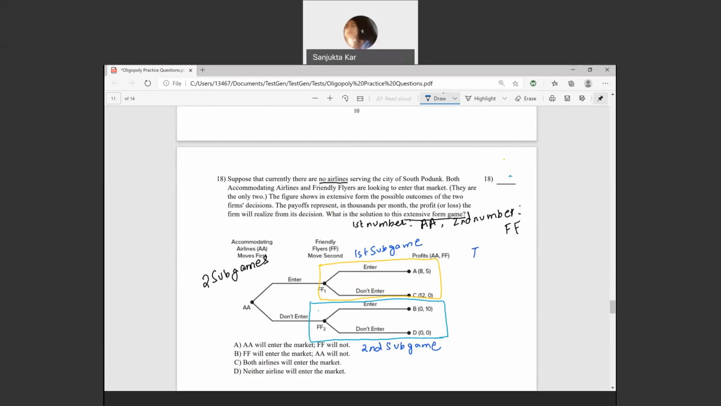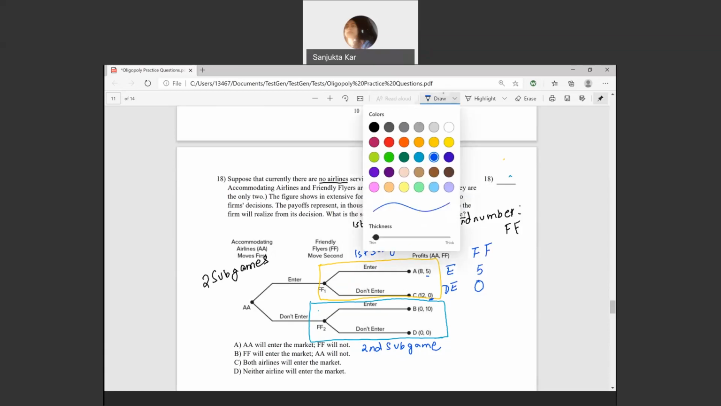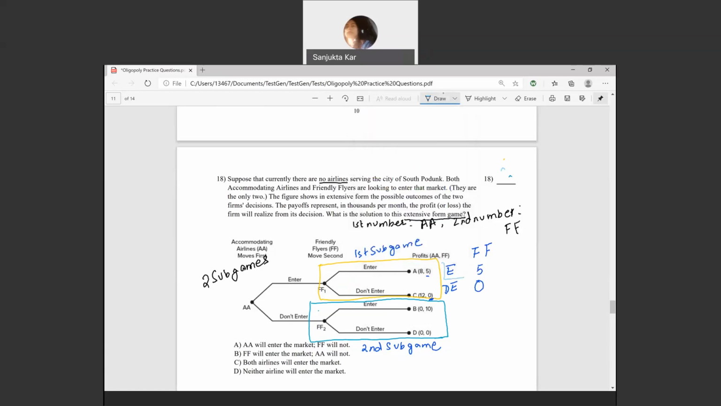So I'm looking at what FF would do in each of the subgames. To enter, if FF enters after AA has entered, FF's profit will be 5, and if FF does not enter, don't enter, the profit will be equal to 0. So what would FF do? Definitely FF would choose to enter because 5 is greater than 0.